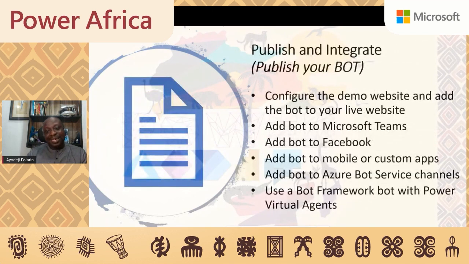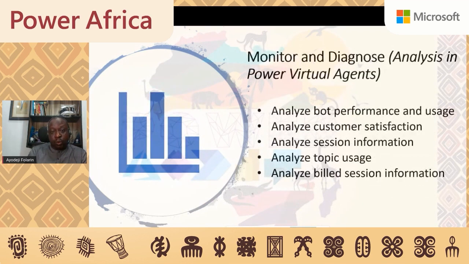So we're going to publish and integrate our bots into any form of application we want to put it on. We can try to put it on Facebook, Microsoft Teams, put it on our website or the demo site. We can add it to a mobile or a custom app, and we can do lots and lots around the bot. Once we are done with testing it, we put it wherever we want to put it. Maybe today I can just drop it on my Facebook or Microsoft Teams, so we can just interact and test and see how it works.